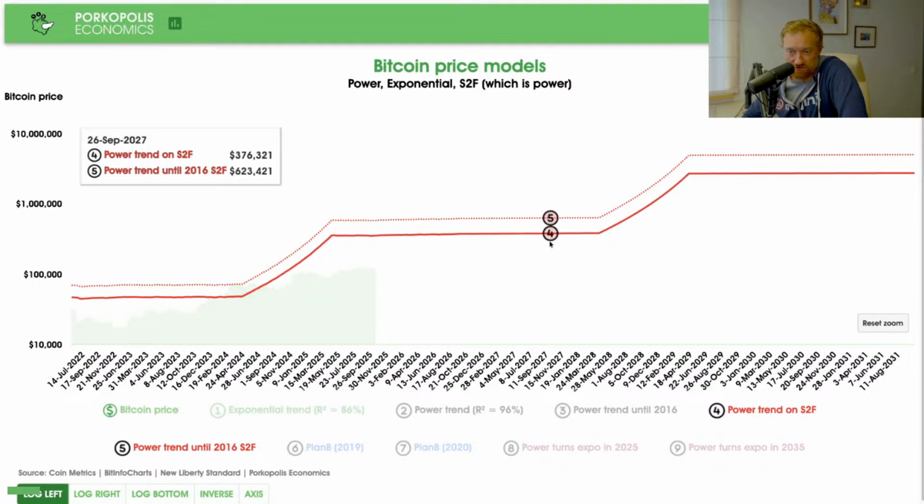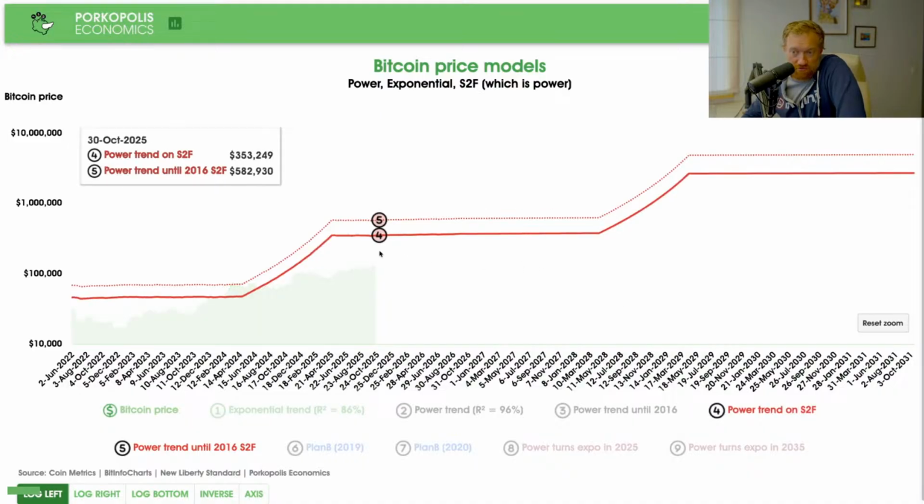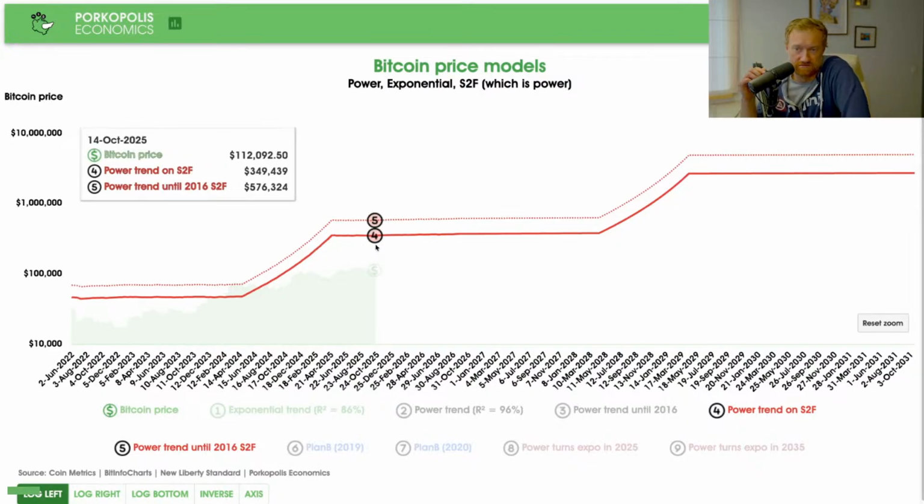And then you run it for the all-time data, which is here. Whoops, sorry, here. 2016 is dotted. You have a big discrepancy, your $200,000 difference. All right, so running a power trend on stock to flow data gets you 350 projected today. If you used only up until 2016 days, you get 576.